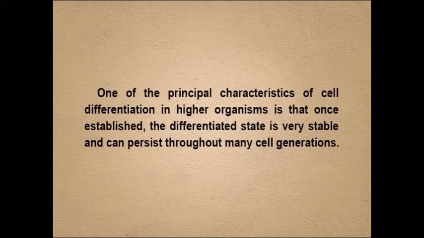General characteristics of cell differentiation. One of the principal characteristics of cell differentiation in higher organisms is that once established, the differentiated state is very stable and can persist throughout many cell generations. Also, once established, differentiated cells no longer need the stimuli with which they initiated their differentiation.